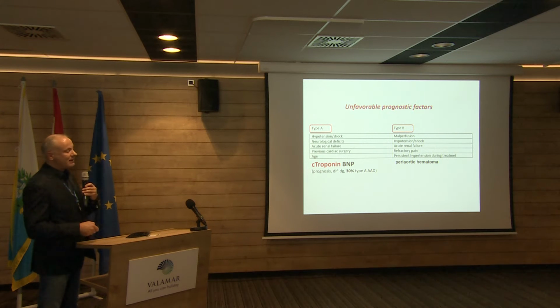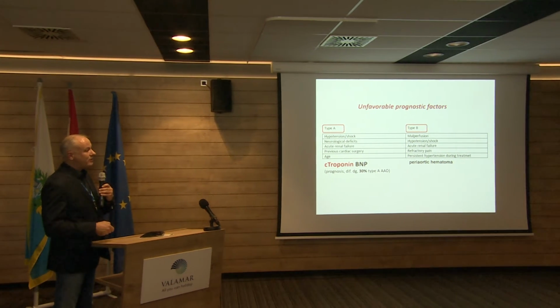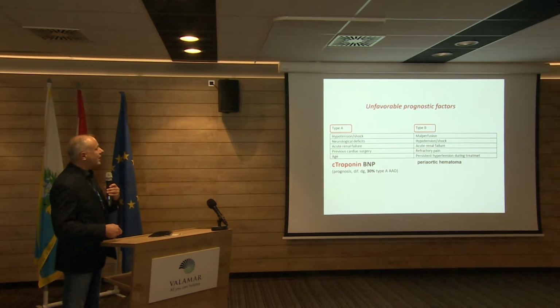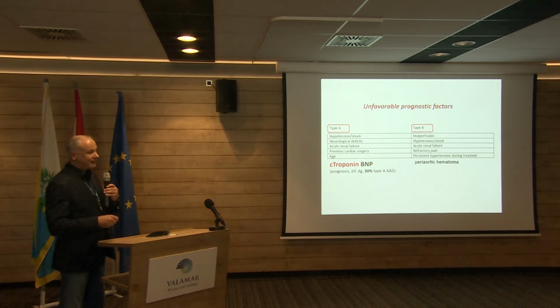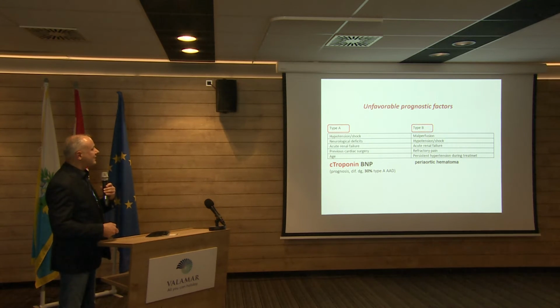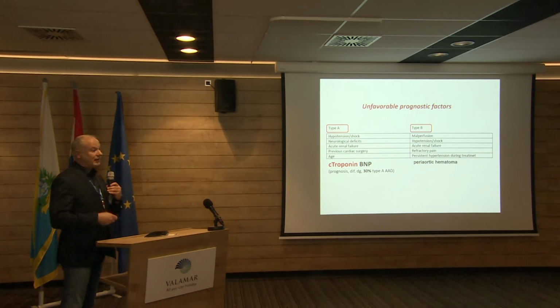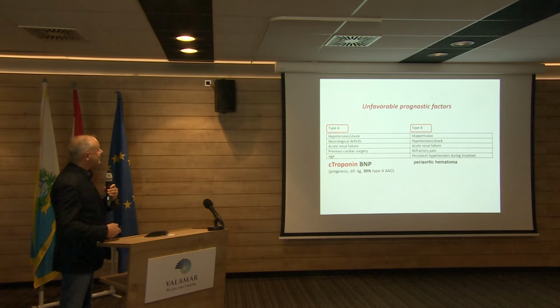In type B, it's malperfusion syndromes. We're talking about cerebral spinal injury, acute renal, mesenteric injury, or leg ischemia, hypotension shock, refractory pain, because refractory pain means the moving of the tear and propagating of dissection, persistent non-curable hypertension during treatment, and peri-aortic hematoma. We have to keep in mind that peri-aortic hematoma is one of the signs of contained dissection.